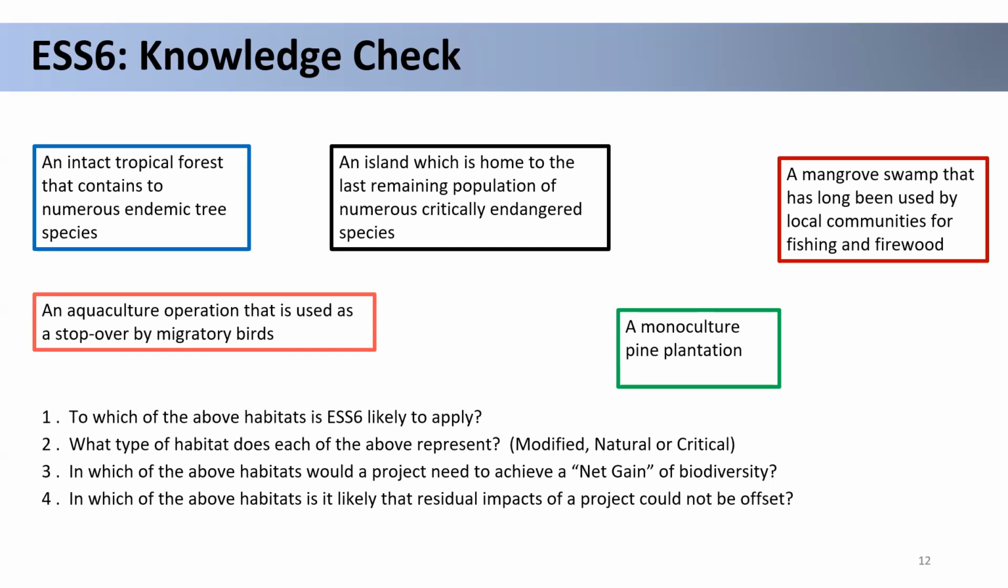So these are the 5 habitats. You have intact tropical forests that contain numerous endemic tree species, an aquaculture operation that is used as a stopover by migratory birds, an island which is home to the last remaining population of numerous critically endangered species. Then we have a mangrove swamp that has long been used by local communities for fishing and firewood. And we have a monoculture pine plantation.